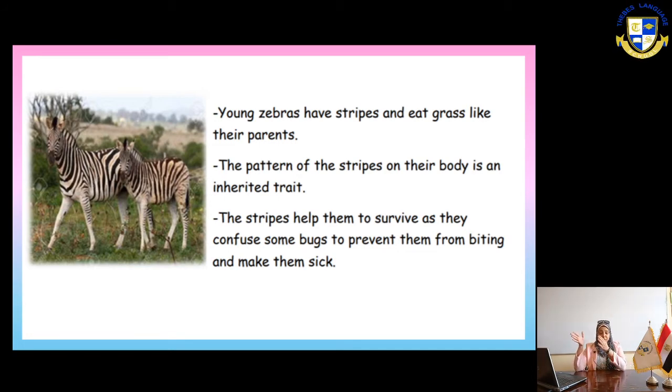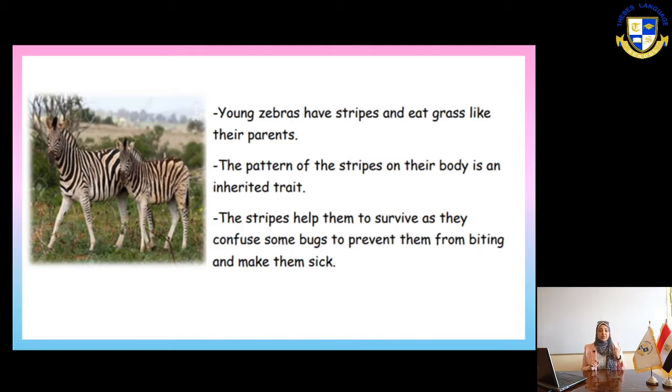Okay? Now let's talk about different examples, how they survive, and what traits they take from their parents. We will start with the first one, which is zebras, as in the paragraph. Young zebras have stripes and they eat grass like their parents, as we said. The pattern of the stripes on their body is an inherited trait because they take it from their parents. The stripes help them to survive as they confuse some bugs to prevent them from biting and making them sick. So these stripes help them to survive in nature. They help them to stay and live longer.